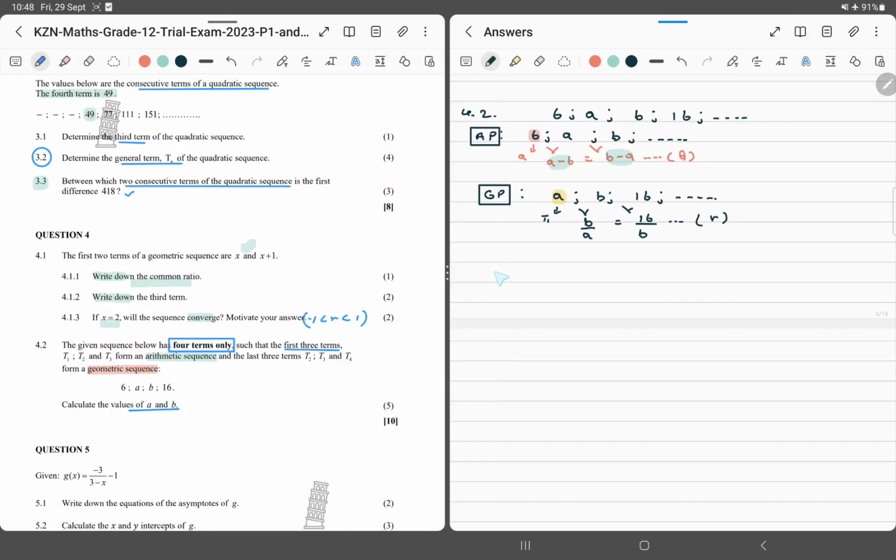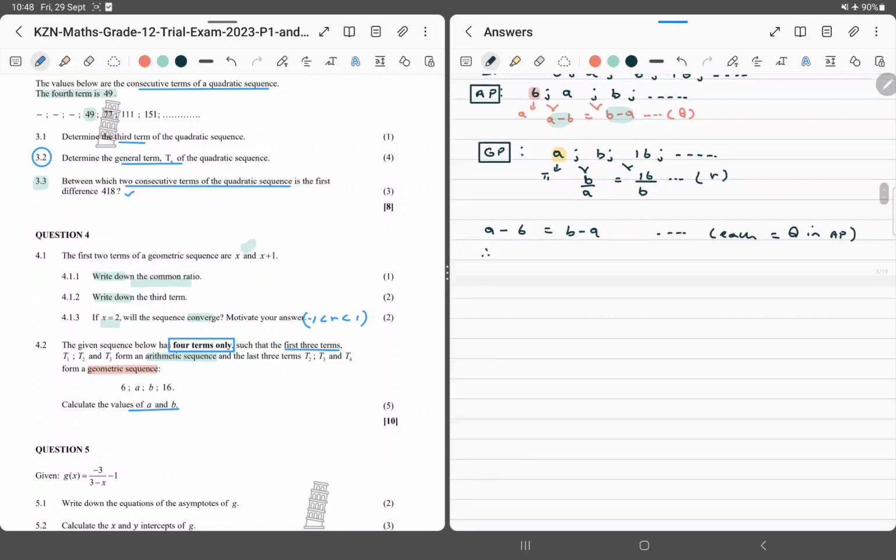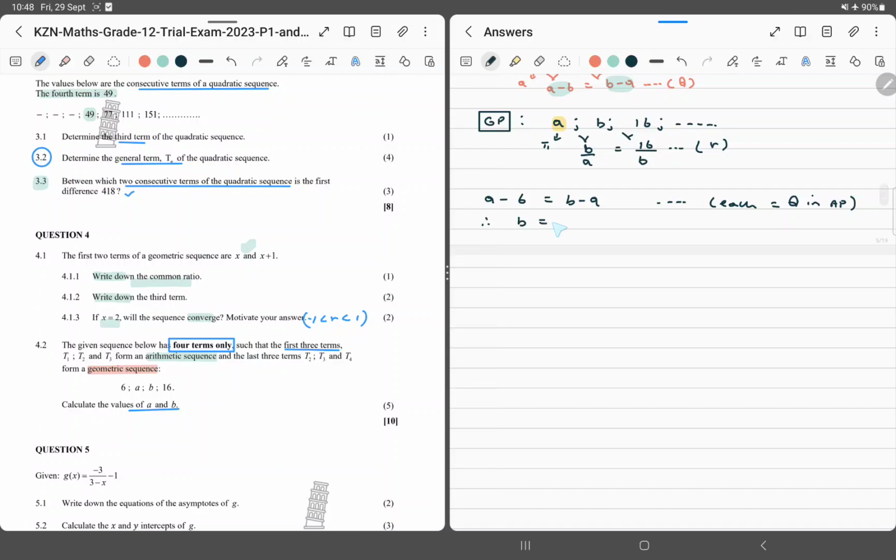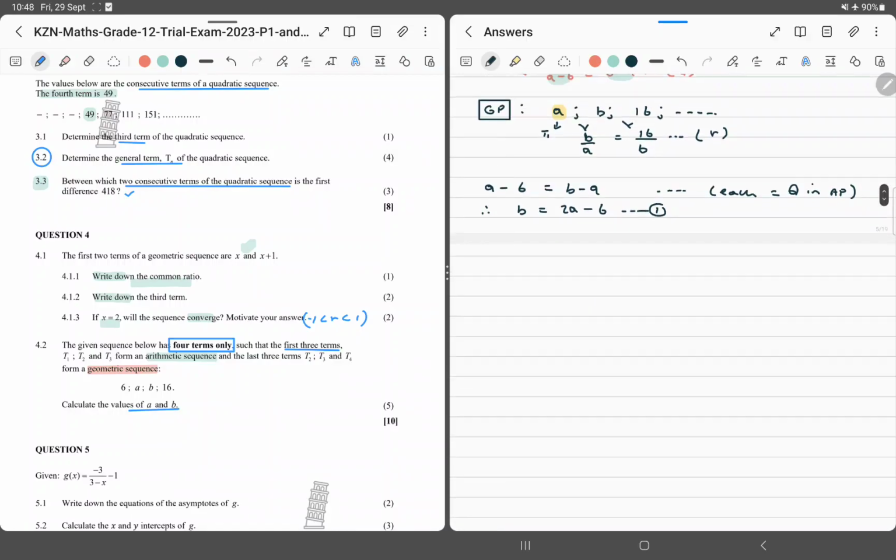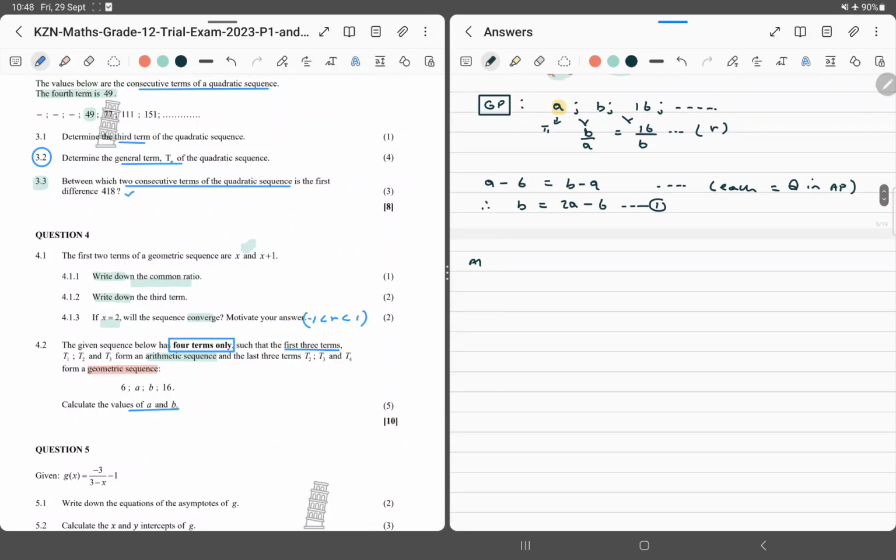We know that A minus 6 is equal to B minus A. Then what we can do here, we can say therefore B, or we can say each equal to d in the arithmetic progression. So that means B is going to be, we transpose that, it becomes 2A minus 6. We make that equation 1. We need simultaneous equations here. So we can say also that B over A is going to be equal to 16 over B.